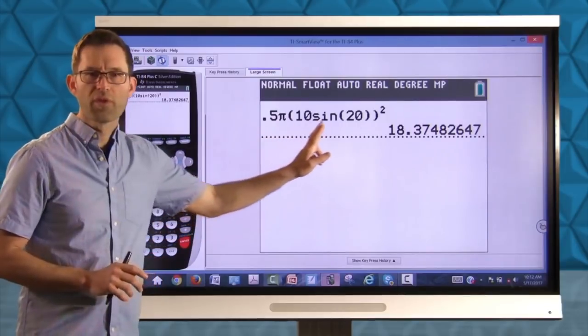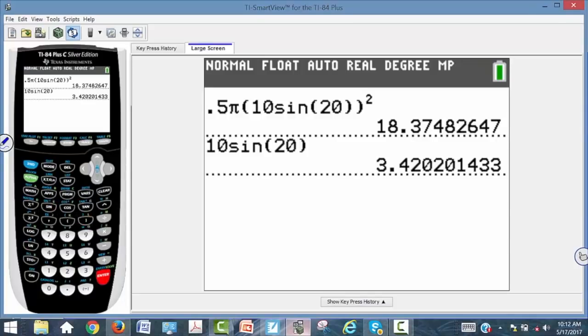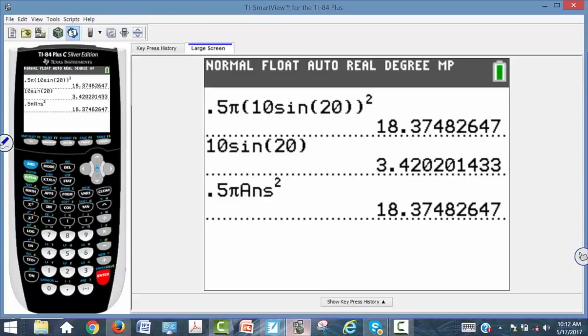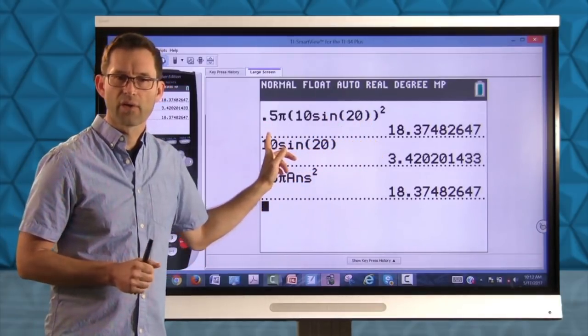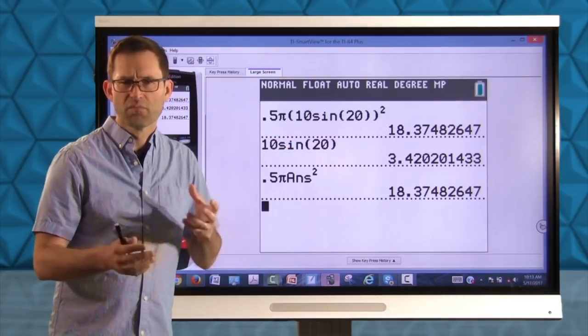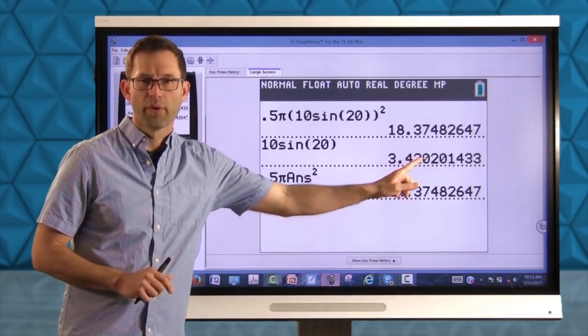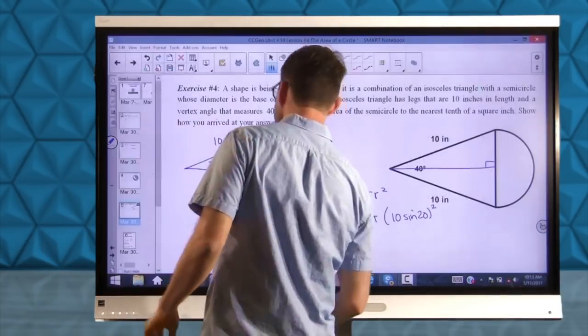Now again, if you're uncomfortable with doing it this way, you could easily work out what your radius is, 10 times the sine of 20 degrees. Like that. All right, that's my actual radius. And then you could do something like this, 0.5 times pi times my answer squared. It gives you the same answer, the 18.37. It's whatever you're comfortable with in terms of putting things into your calculator. Do you feel comfortable putting it in all at once? Or do you feel like you need to do something in stages, like figuring out the radius here, 3.4, etc., and then cranking it into the formula? Anyway, either way, 18.37.